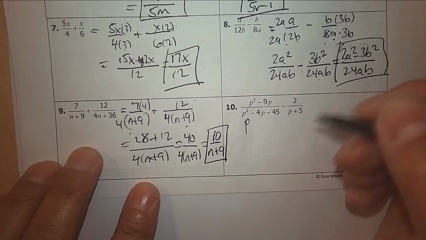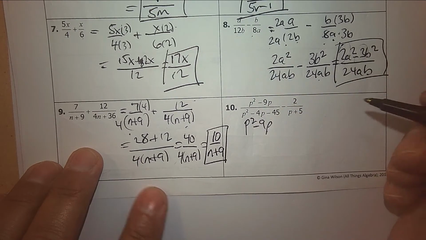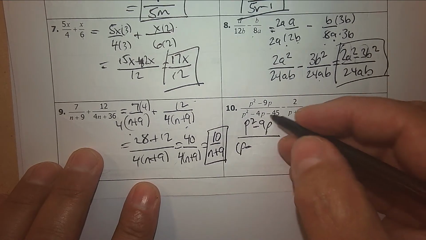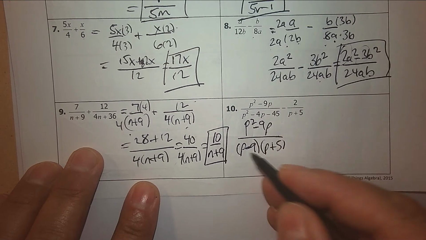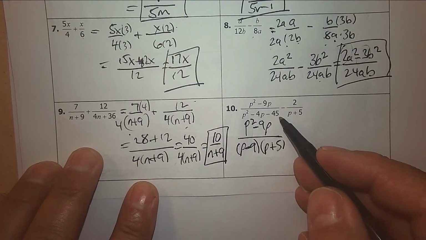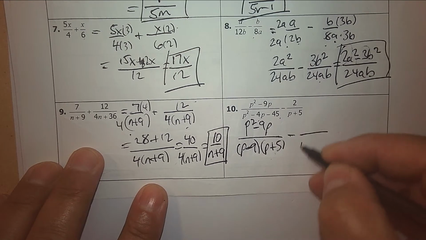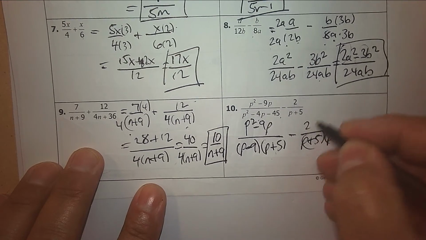I'm also going to factor, well, no, I'm not going to factor it. So I have p squared minus 9p. The denominator is going to be p subtract 9 and p plus 5. So the two numbers that multiply to negative 45 and combine to be negative 4. So when I look at the second fraction, it's obvious it needs a p subtract 9, top and bottom.